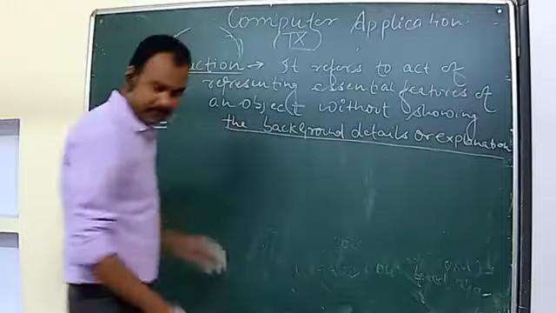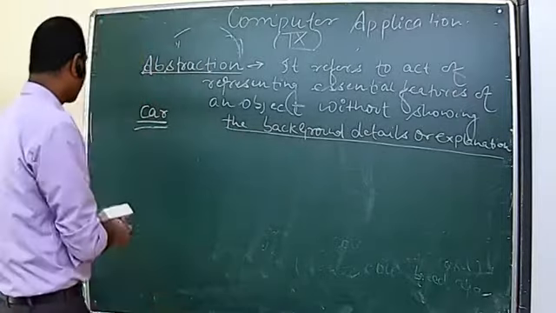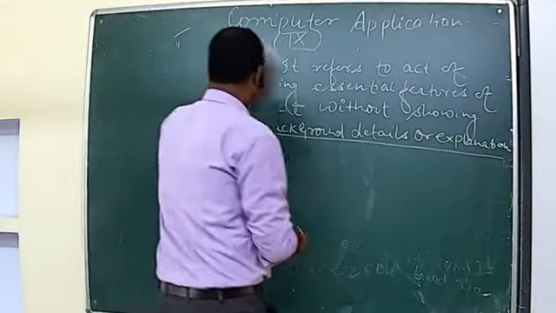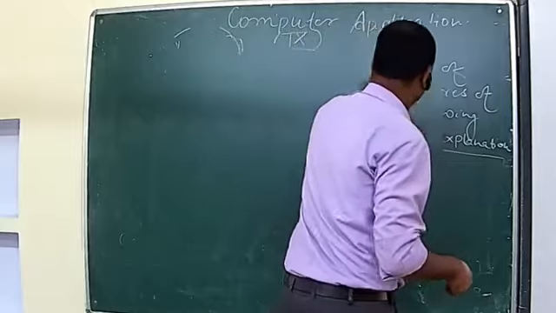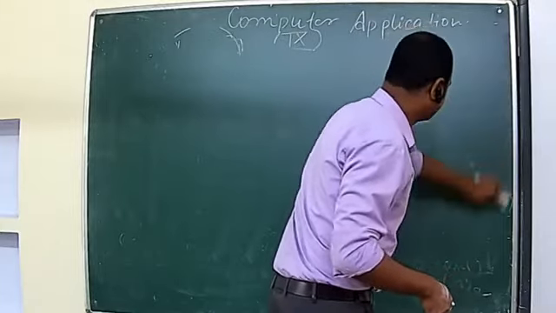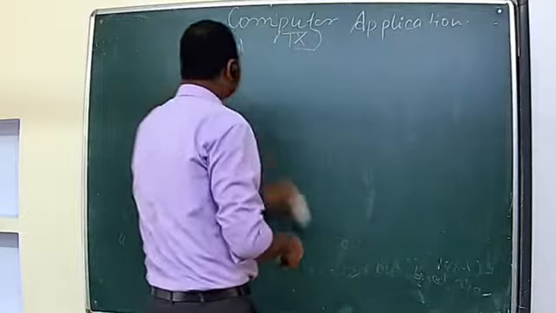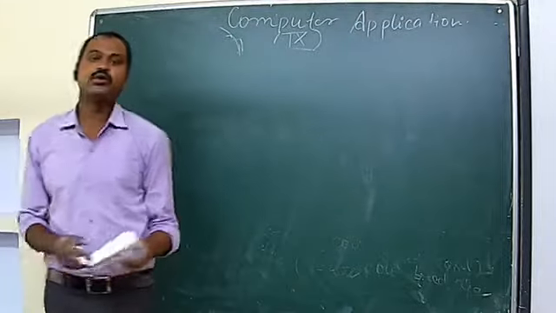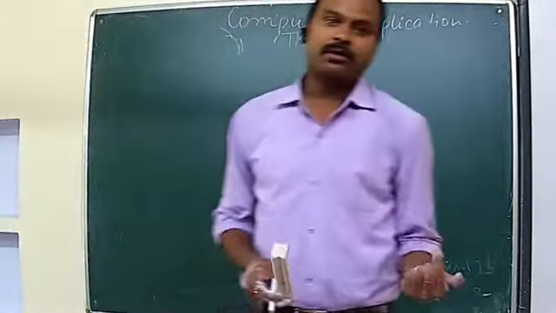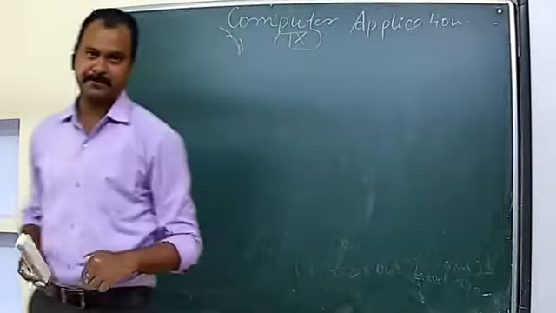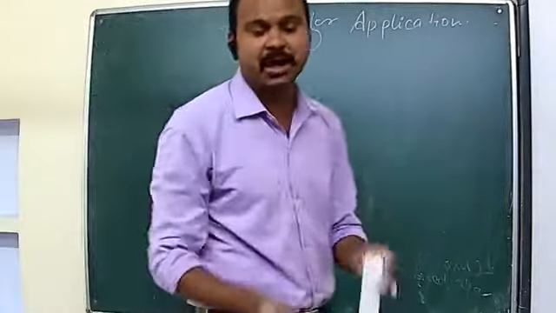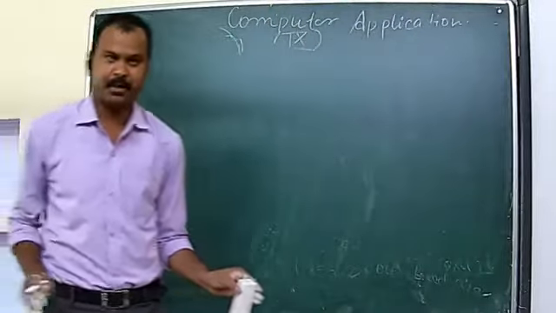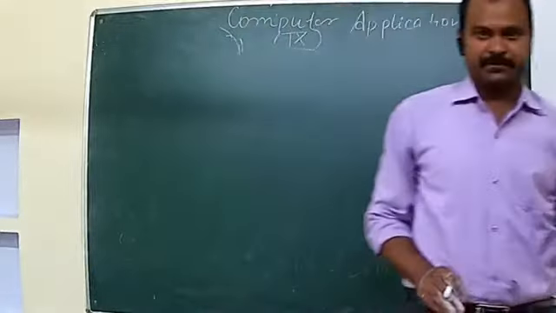The next one is... so we can take one more example of abstraction like your switchboard. For this switchboard, we need to use only switches to turn on or off the fan and lights. Do I need to know how the switch circuit is, how the switchboard is working inside, how the wires are being connected? As a user, we don't need to, because depending upon the user, the abstraction would be different.